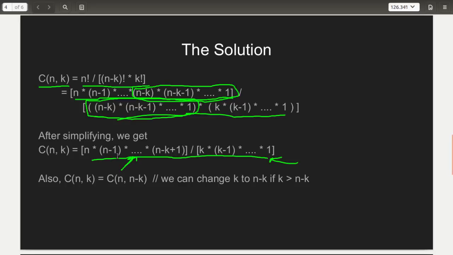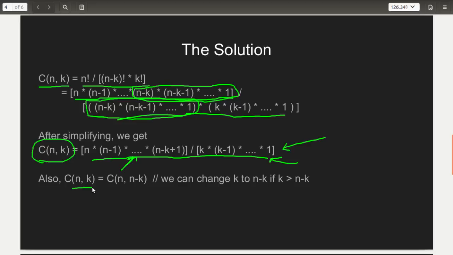So in order to calculate this, we can simply run one loop that goes from 0 to k minus 1, and we can use that loop to calculate the product in the numerator as well as the product in the denominator, and we will finally have the value of C(n, k) after only k iterations.